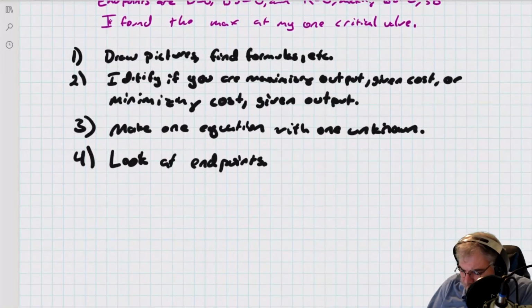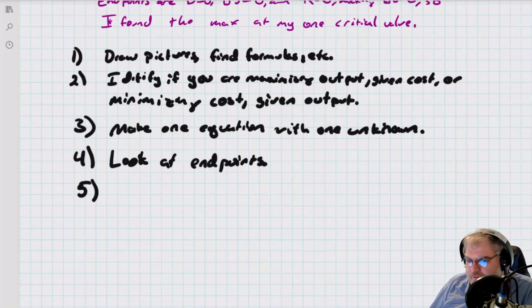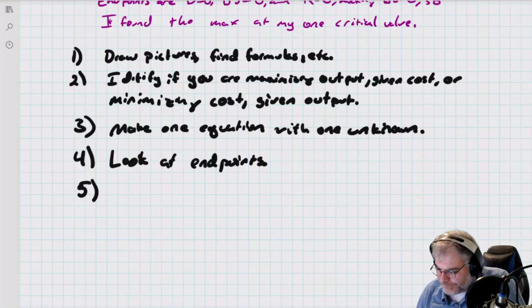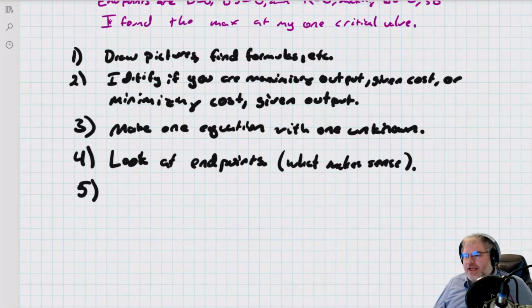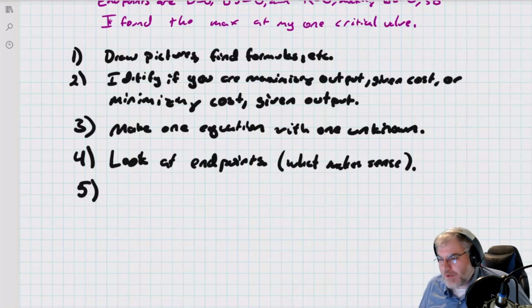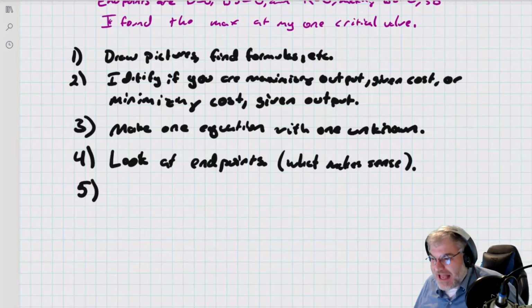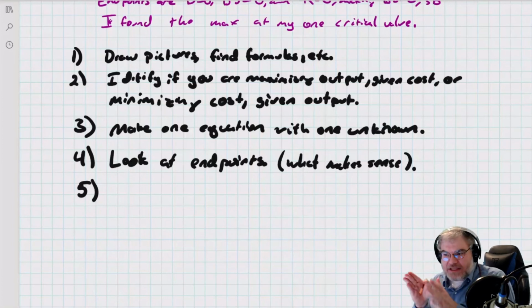What's next? 5. Derivative, set it equal to 0. Find critical values. Why are the endpoints 0? Because that's what makes sense. So, can I have negative campaign commercials? Well, okay. Bad question. Can I have campaign commercials that last negative time? No. Right? Campaign commercials last some finite amount, hopefully finite.